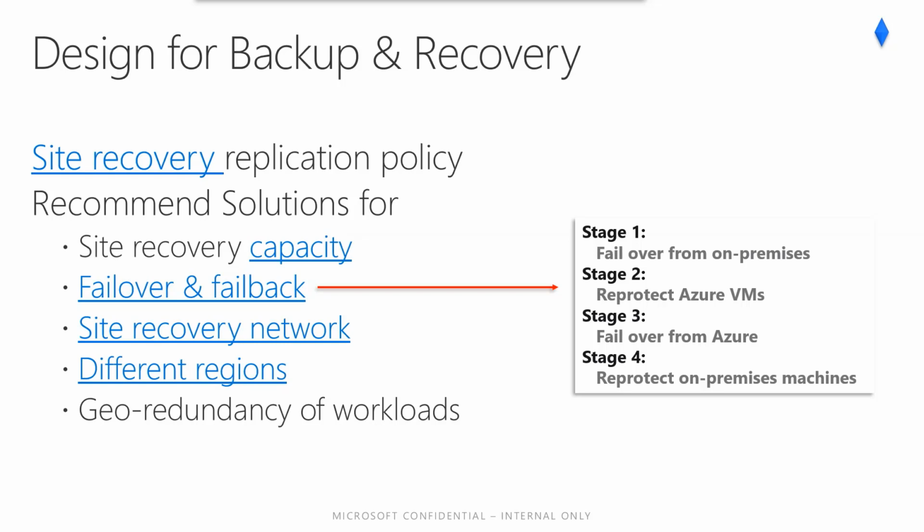Stage 3, failover from Azure. When your on-premises site is running as normal again, you run another failover, this time to fail back Azure VMs to an on-premises site. You can then fail back to the original location from which you failed over or to an alternate location. Stage 4, reprotect on-premises machines. After failing back, again enable replication of the on-premises machines to Azure.